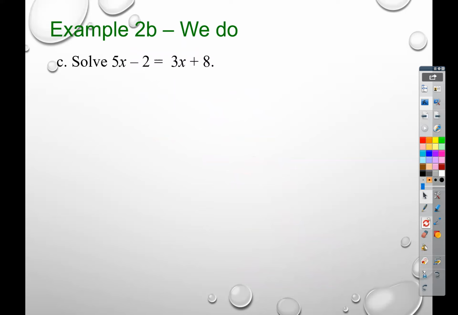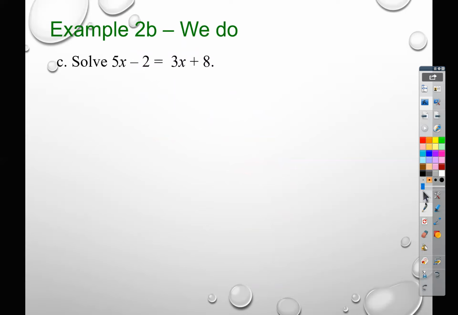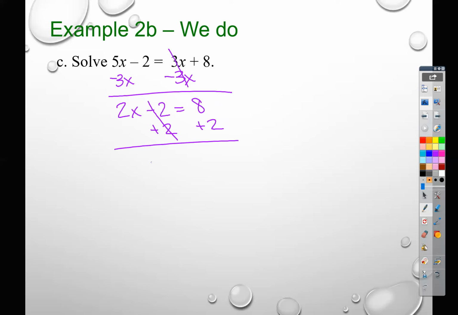Okay, 2b. Solve 5x minus 2 equals 3x plus 8. So there's nothing we can combine on the same side of the equation. So I'm going to subtract my 3x. I'm moving the 3x because that will enable me to keep a positive variable on one side of the equation. So then I'm going to add 2 to both sides to isolate that x. 8 plus 2 is 10. Then I'm multiplying the 2 and the x, so I need to divide. And now I get x equals 5.